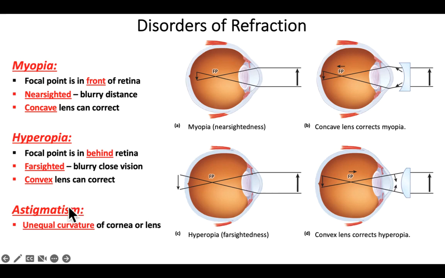And then finally, astigmatism is unequal curvature. So some parts of that cornea or lens are curved differently. So now in someone's field of view, some areas are blurry and some areas are not. So the key with astigmatism is this irregularity or unequal curvatures.